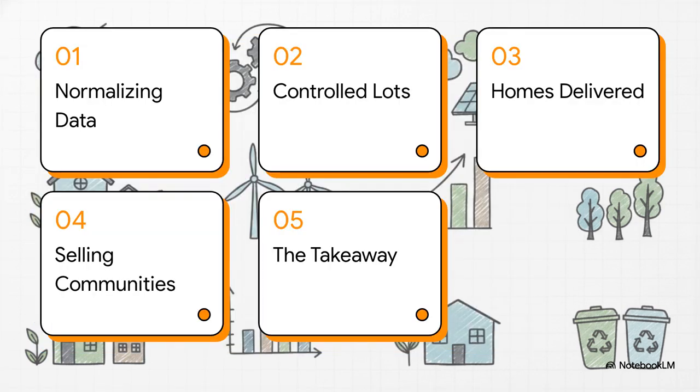So here is our roadmap for today's explainer. First, we'll cover normalizing sustainability data. Then, Metric 1, controlled lots. Metric 2, homes delivered. Metric 3, selling communities. And finally, the normalization takeaway.